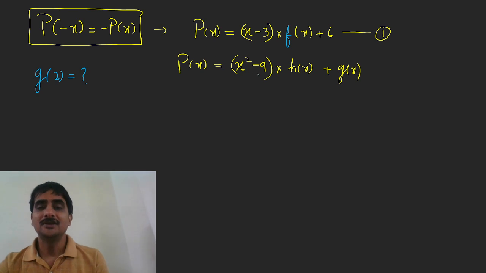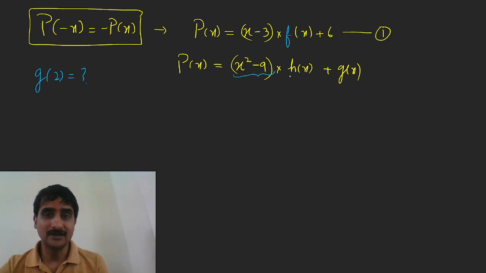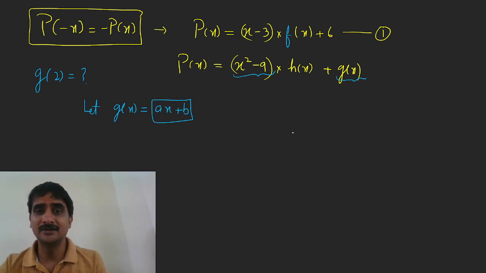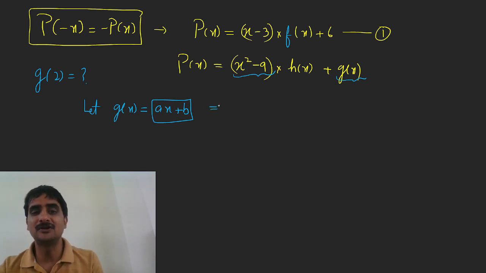Now see, if the divisor is quadratic, then the degree of the remainder can't be more than 1. So I will start by assuming that g of x is a general linear expression. Am I clear? When you are dividing an algebraic expression by another algebraic expression, the degree of the remainder can't exceed or even be equal to the degree of the divisor. So I assume this.